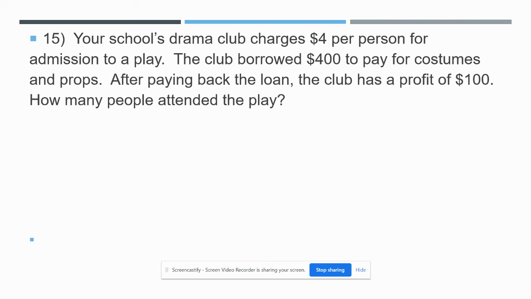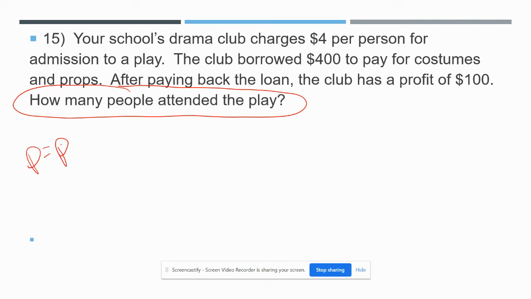All right, last one for today. We're going to talk about the drama club. We need to figure out how many people attended the play. So I'm going to start with P being a person attending the play. $4 per person, that would be multiplying. So 4 times P is how they're getting their money from admission.